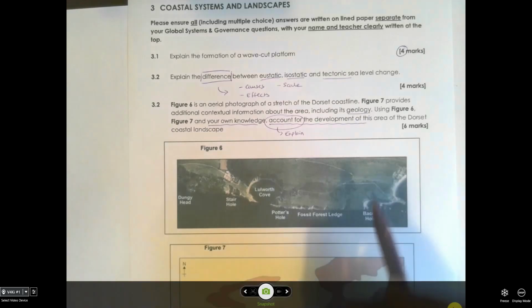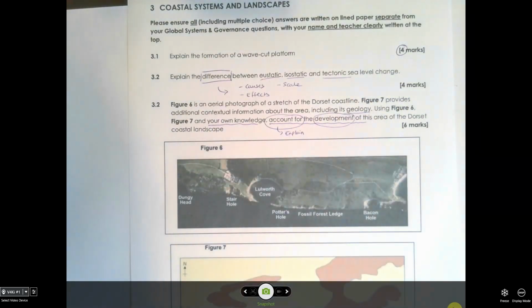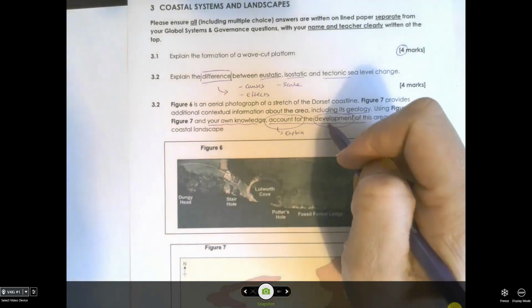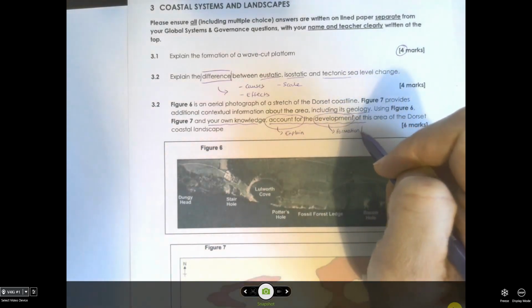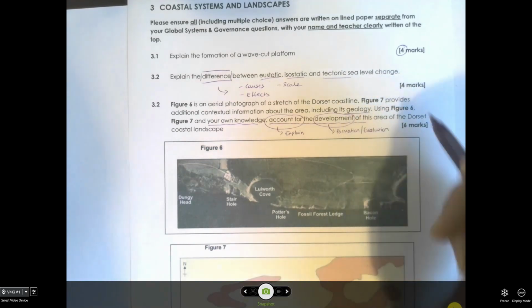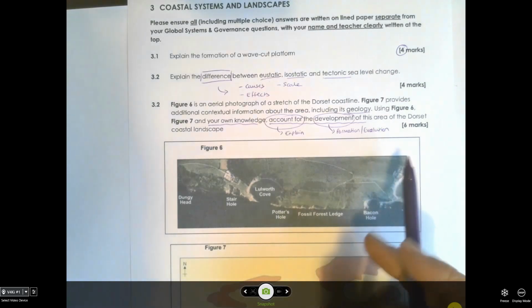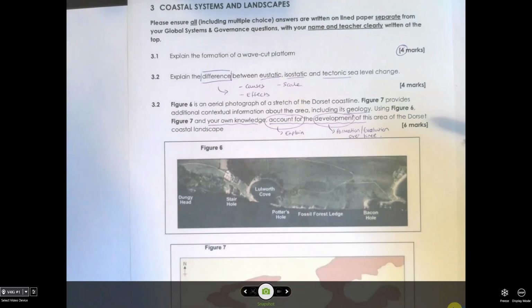Another bit that people stumble on sometimes is the development of this area. We are not talking about human activity and human development in that kind of context. We are thinking about the evolution and formation of the landscape. Okay, so how has that landscape evolved and changed over time? Okay. So we want to make sure that we're referring to figure six and figure seven, okay?